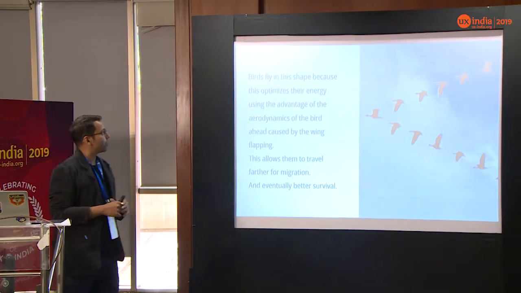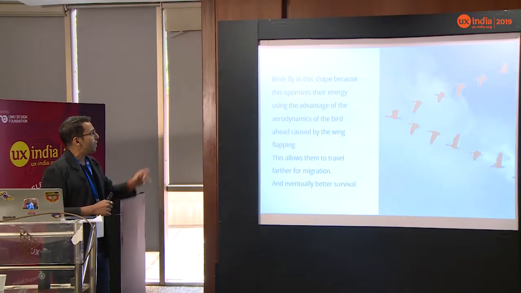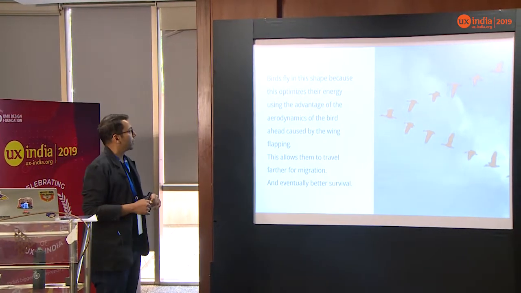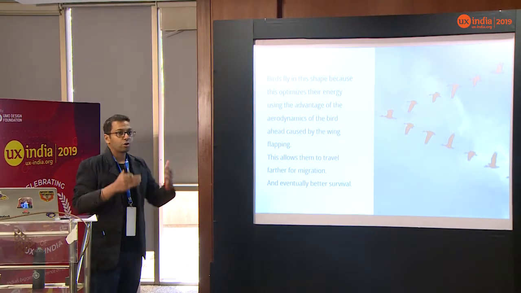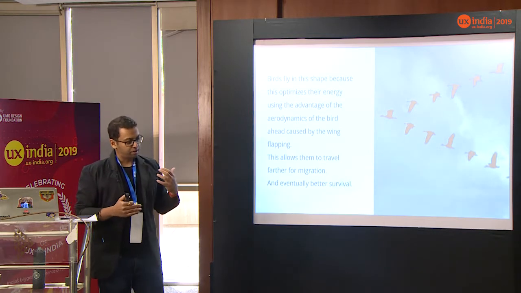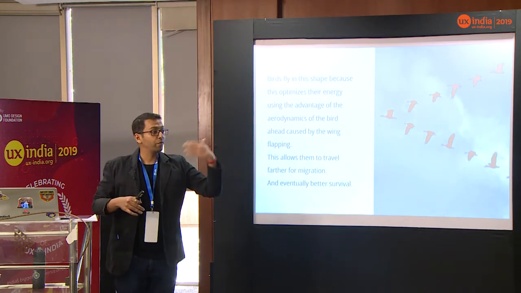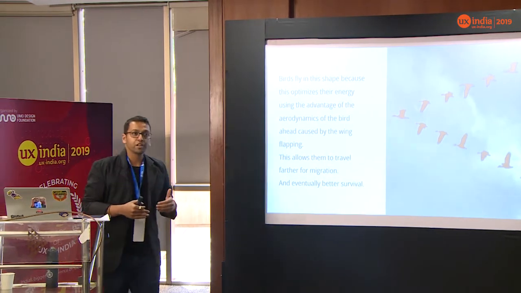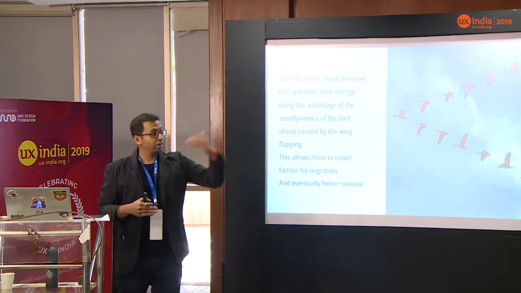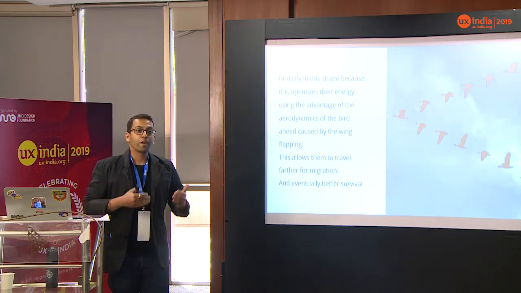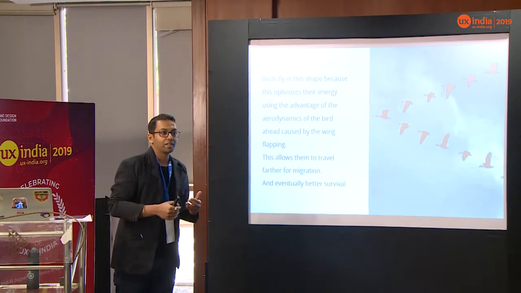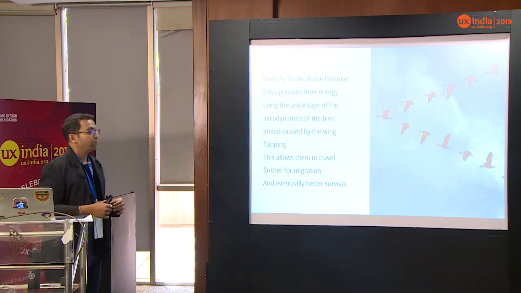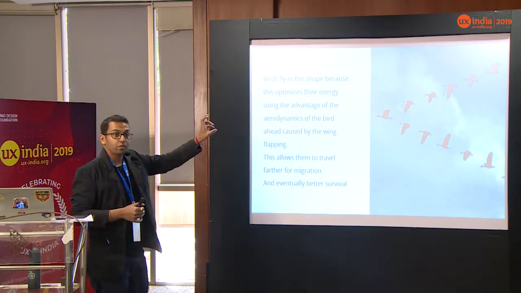They fly in this shape because this optimizes the energy using the advantage of the aerodynamics of the bird ahead. Because they fly in this shape, they're able to use the wind draft of the bird in front of it, and as a result, end up using less energy, and they are able to migrate farther. And probably this is the way for nature to evolve and survive. So fundamentally, the success metric of this is survival, right?